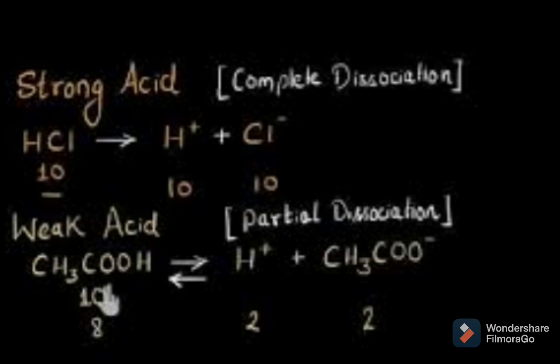When an acid completely dissociates in water, then that acid is called a strong acid. What is the word I use? Strong acid. What is meant by strong acid? When an acid undergoes complete ionization in water, then it is called a strong acid. If it is not completely dissociated or not completely ionized in water, then it is called a weak acid.